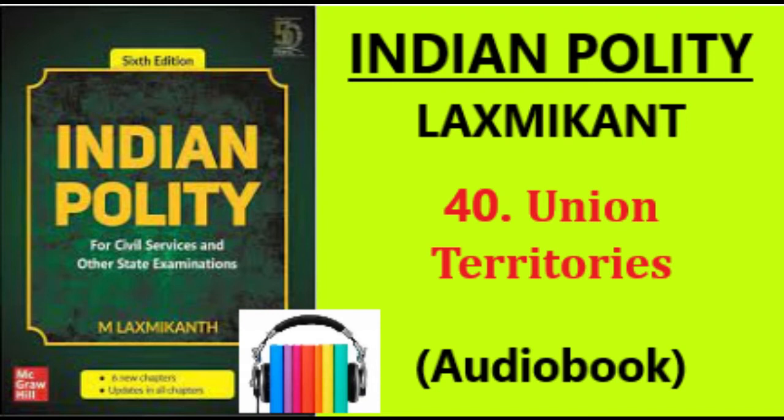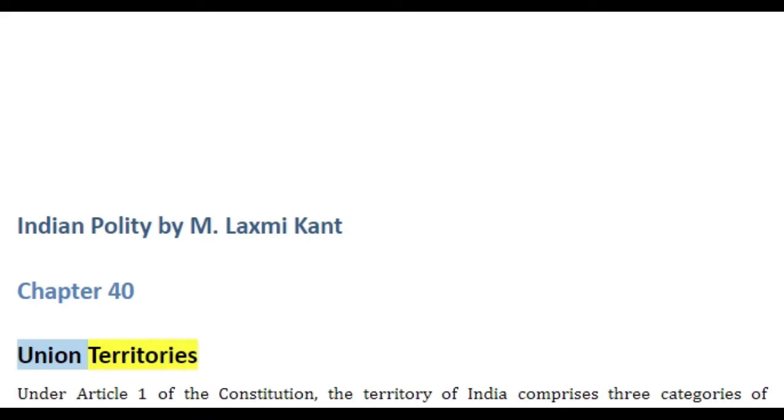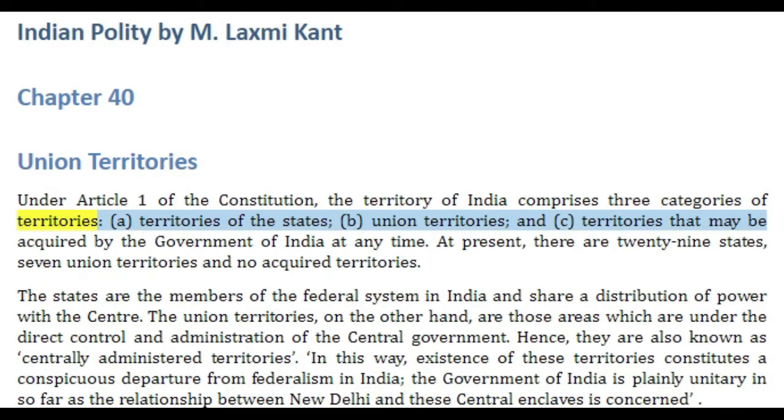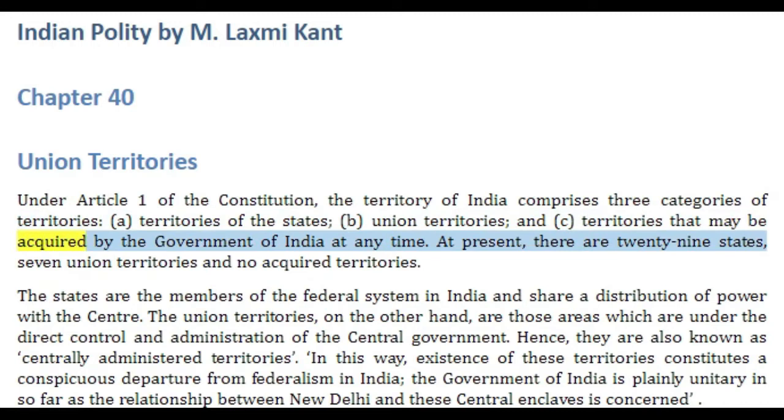Polity by M. Laxmikant. Chapter 40. Union Territories. Under Article 1 of the Constitution, the territory of India comprises three categories of territories: A. Territories of the states, B. Union territories, and C. Territories that may be acquired by the Government of India at any time.